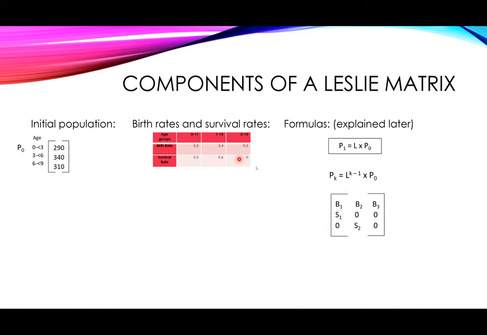So we've got our birth rate 1. For an example, birth rate 1 would be 0.5 here, birth rate 2 would be 2.4, and birth rate 3 would be 0.3. Then we have our survival rates, and the rest is zeroed out. Otherwise, we would have double ups, and I'll explain that later in the video.